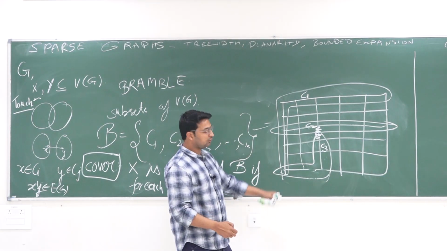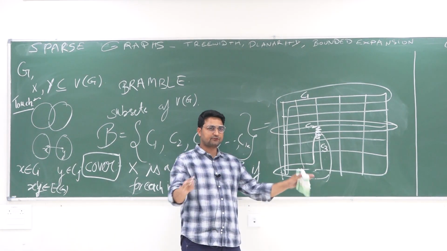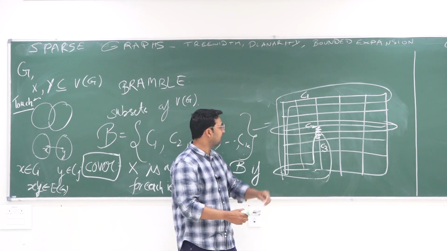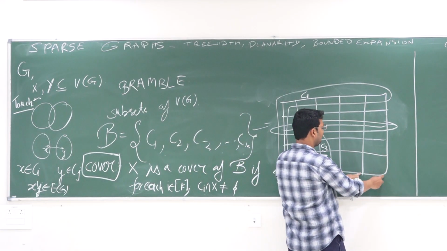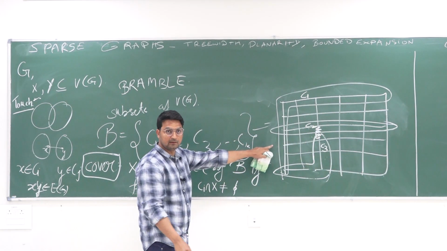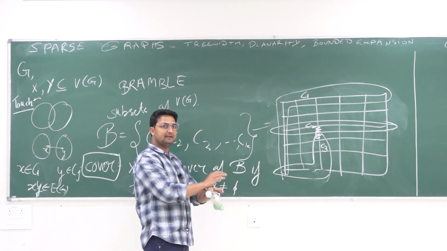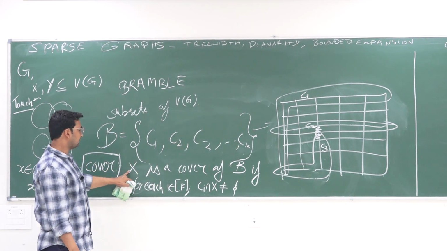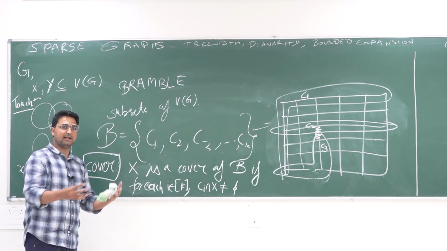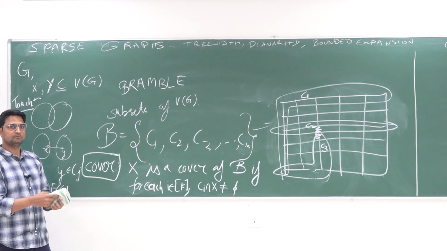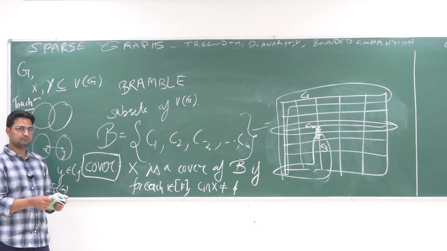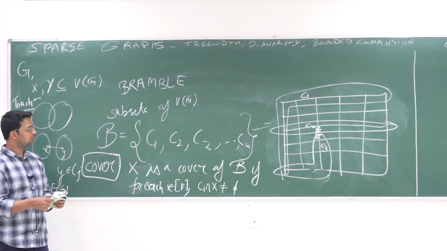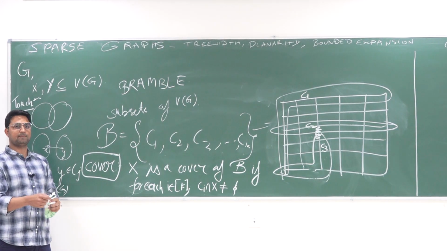Also, a Bramble should not be exhaustive in the graph, in the sense that there may be some vertices which are not part of my Bramble. This is not a necessity. A Bramble is just a collection of subsets of my graph such that they touch each other and they are connected. So do you mean C1 is touching all of C2, C3, Ck? Yes, like this. Yes.